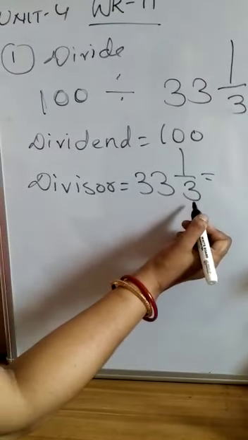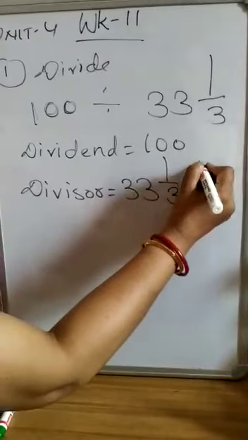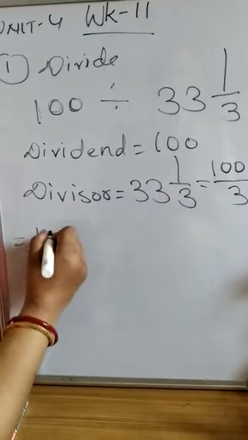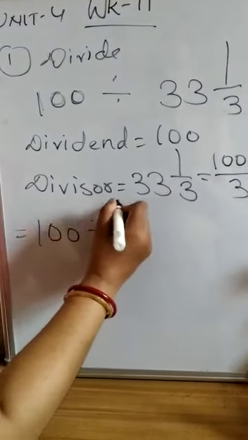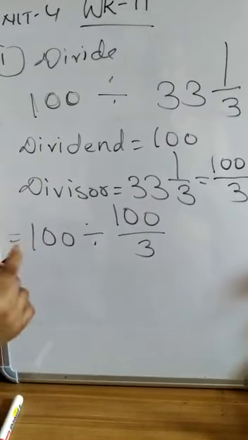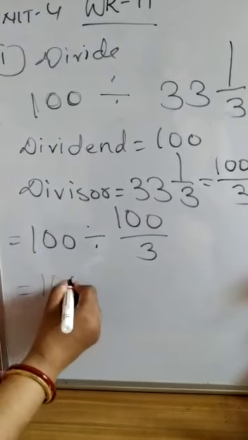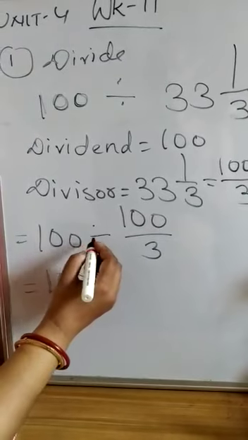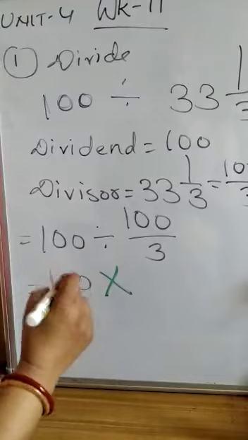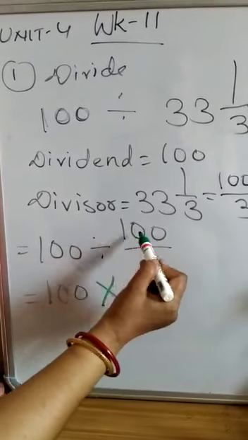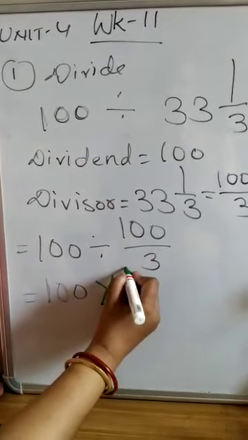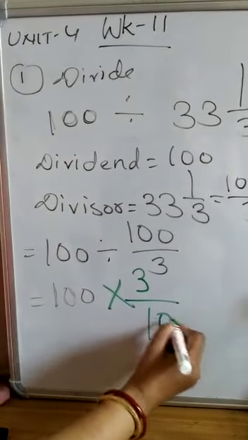33 times 3 is 99, 99 plus 1, it is 100. So it is 100 by 3. Now write down 100 divided by 100 by 3. Okay. Now in order to do division, I will write down the dividend as it is, 100. Now the division sign is changed to the multiplication sign, and for this divisor 100 by 3 we have to write down the reciprocal of 100 by 3, that is 3 by 100.